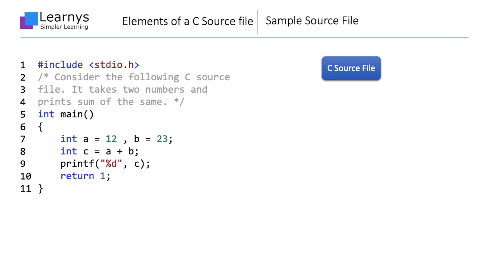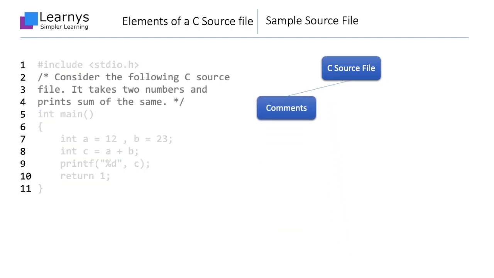The very first element is a comment, mentioned in the source file with gray color. Comments are basically used to increase the readability of the program, and it is a non-executable part of the program.